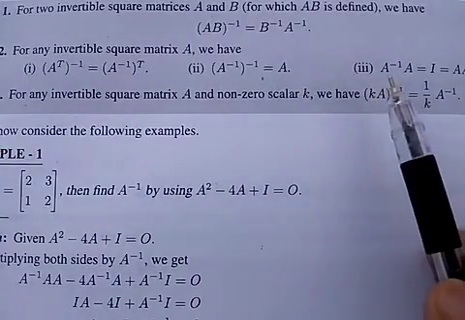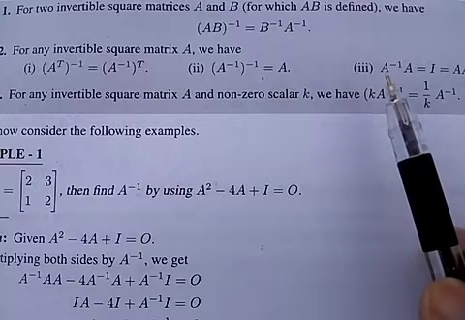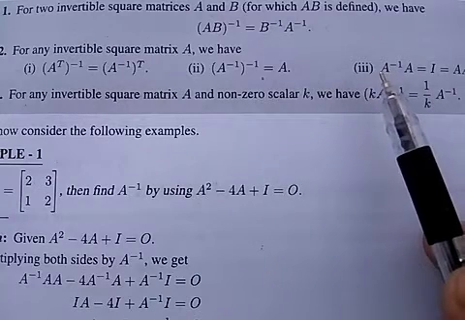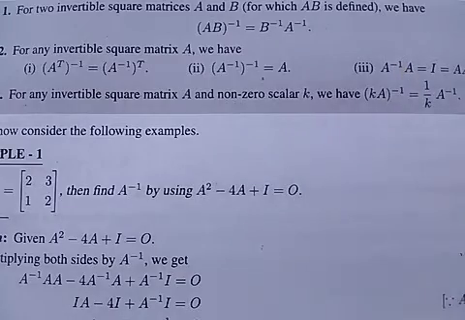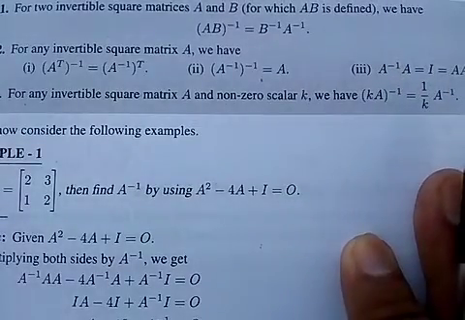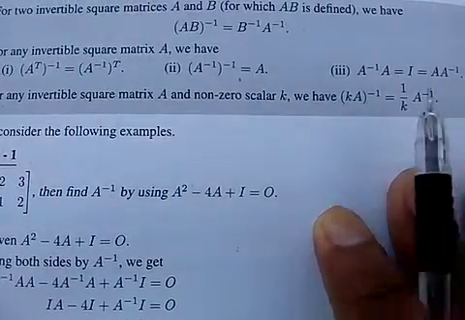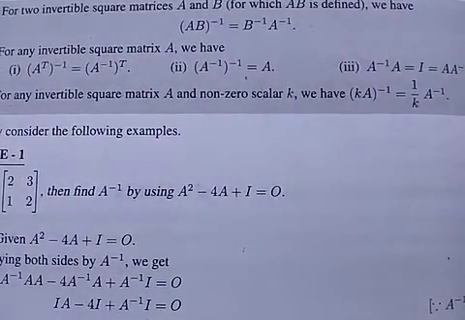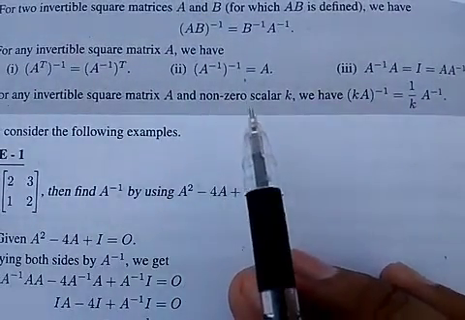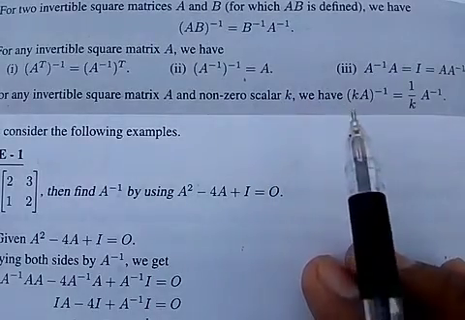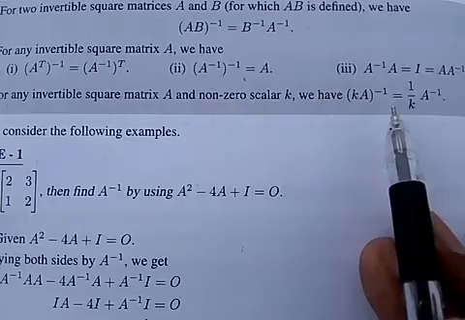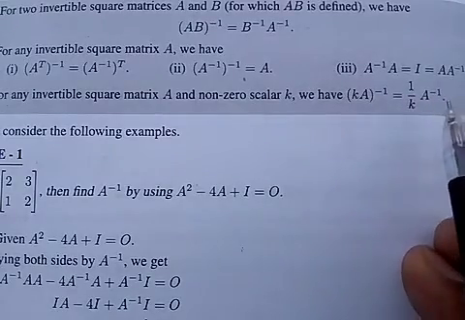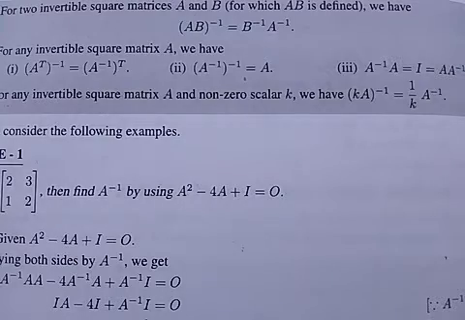Third part, A inverse into A equal to I, where I is identity matrix, equal to A into A inverse. For any invertible square matrix A and non-zero scalar k, we have inverse of k into A equal to 1 upon k into A inverse. These properties are very important to find inverse of matrix A using determinant.